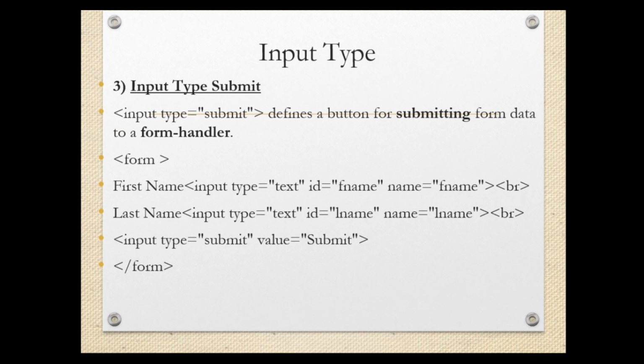Next type we have input type submit. Input type equal to submit defines a button for submitting form data to a form handler. By taking input type equal to submit, it will show you a button. After clicking on the button, the data that you have inserted in the HTML form will be submitted. As you can see in the example on my screen, first name, last name, and input type equal to submit, value equal to submit. Now this line will create a button by which you can submit the data you have taken from the user.